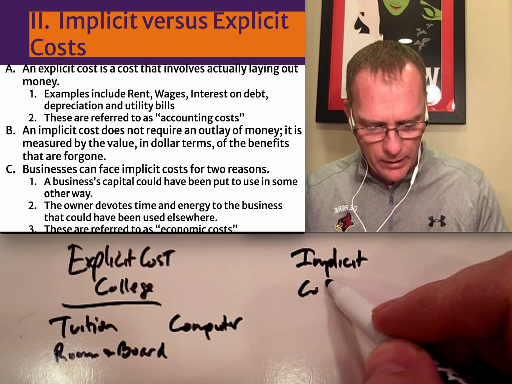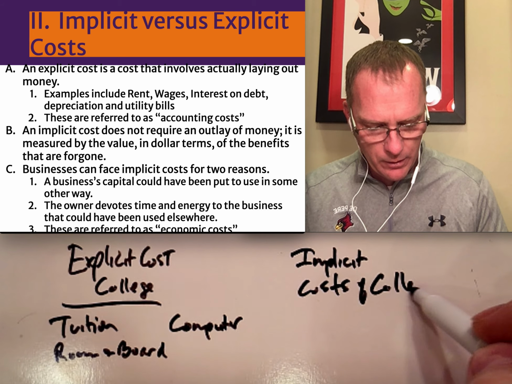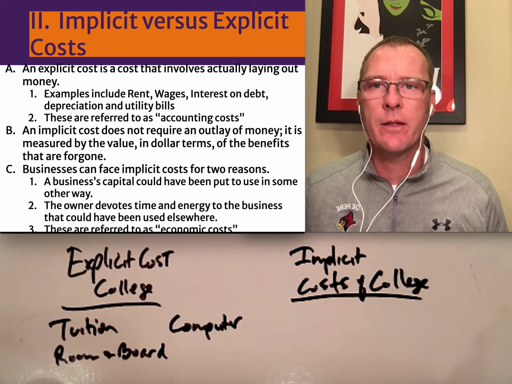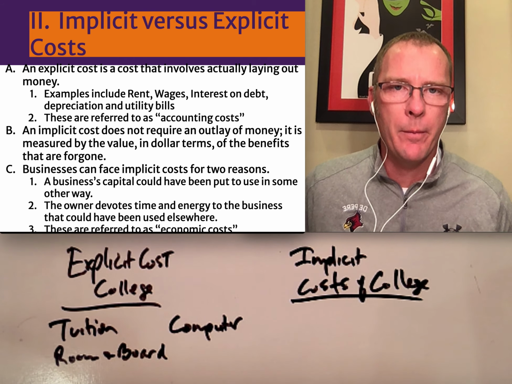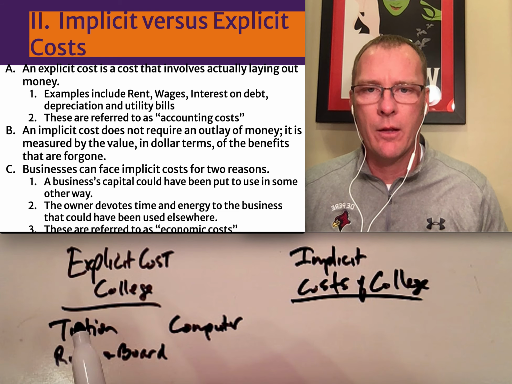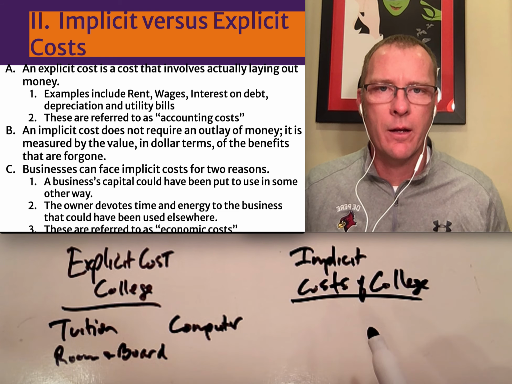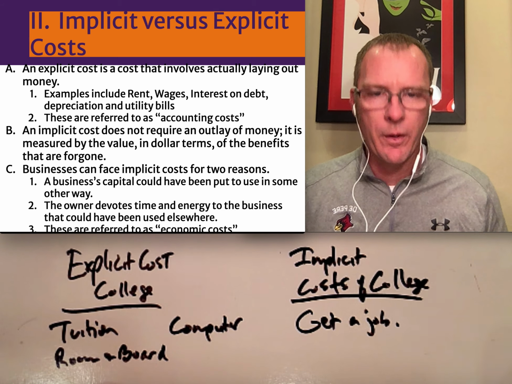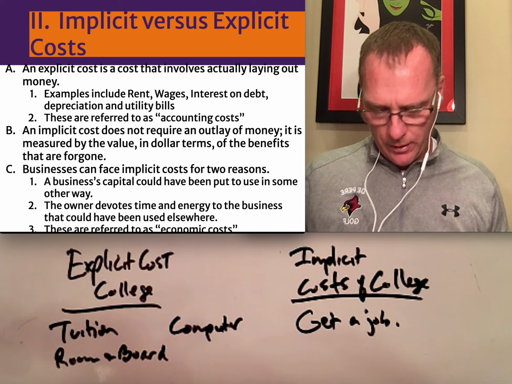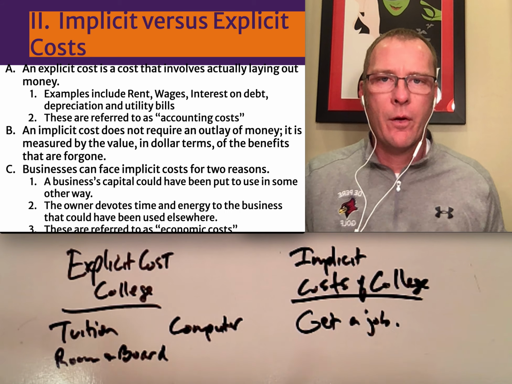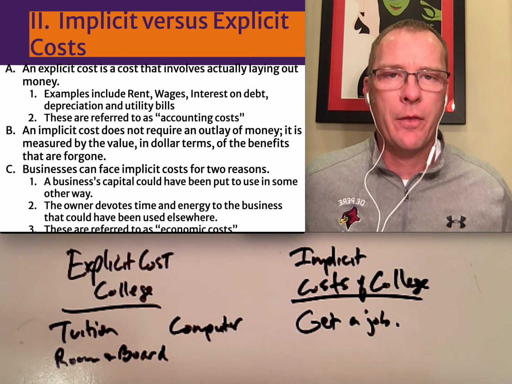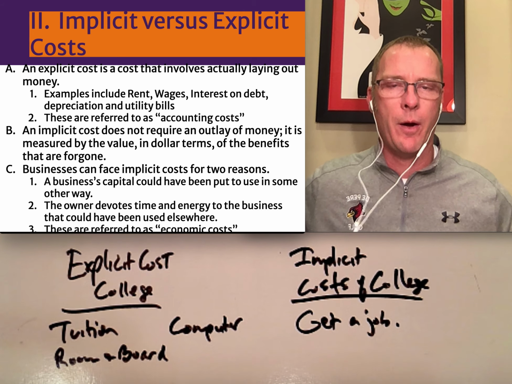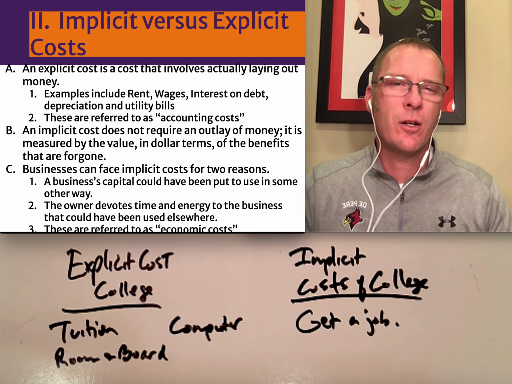Economists look at implicit costs of college. The implicit cost is defined as, well, what would I have done with my money? If I didn't go to college, what could I have done? That might have been get a job. We're always going to assume that you're going to do something. There's even a test question where it's like, what if I would have just sat home and did nothing the whole time? Well, that's not going to happen. If you're not going to college, you're probably getting a job, or it's going to be something like that.